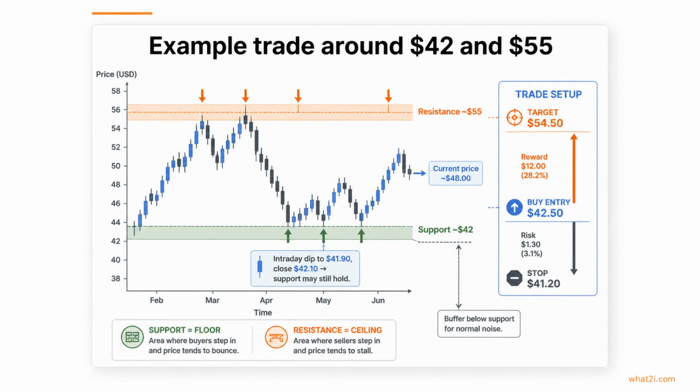Imagine a stock trading around $48 that has bounced near 42 3 different times and stalled near 55 several times. That gives you a workable map, support around 42 and resistance around 55. A trader might consider an entry near 42.50, place a stop around 41.20, and aim for a target near 54.50.